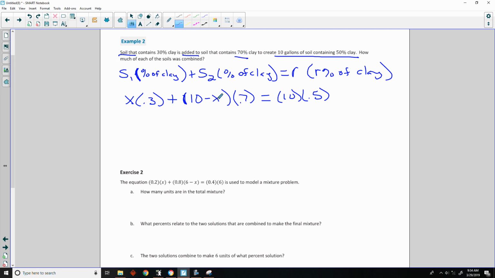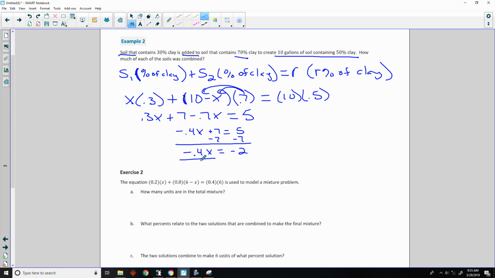Okay, so now we have our equation with variable x, and we can solve by simplifying, combining like terms, and all that. So the first thing I'm going to do is rewrite this as 0.3x plus, and then I'm going to distribute and put them in the proper order. So 0.7 times a negative x is going to be minus, well, let's leave it in the order. So that'd be 0.7 times 10 is 7, minus 0.7x equals 10 times 0.5, or 5. So I take 0.3x minus 0.7x, and I get negative 0.4x plus 7 equals 5. When I subtract 7 from both sides, I get negative 0.4x equals negative 2.